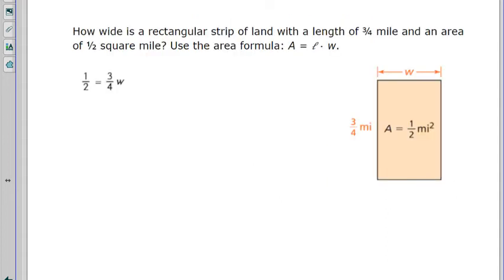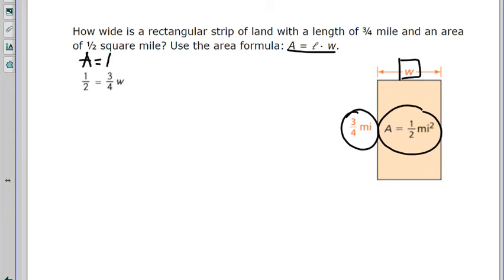Okay, here's another problem, a little different. We have the area formula, which is area is length times width. And we already know the area, according to this, is 1/2 of a mile. We know the length is 3/4 of a mile, and we're trying to find the width. So we substituted in here for the area, 1/2, the length, 3/4, and the width we don't know. Now, just like 12 equals 3 times 4, we can reverse this and say 12 divided by 3 should equal 4. We have the fact family.